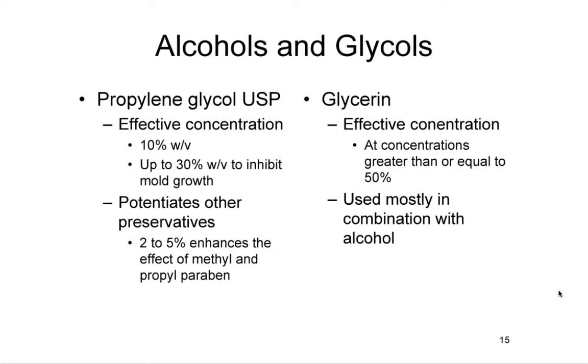Here are some examples for alcohols and glycols type preservatives. Propylene glycol USP, the effective concentration is about 10% weight per volume. Up to 30% weight per volume can inhibit mold growth. Propylene glycol has also been found to potentiate other preservatives. 2 to 5% enhances the effect of methyl and propylparaben.